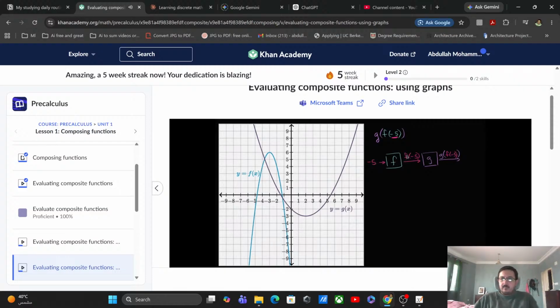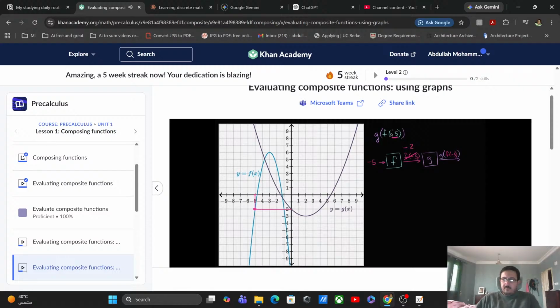What is f of negative 5? Well, we just have to see when x is equal to negative 5, the function is right over here. Let me see if I can draw a straight line. So when x is equal to negative 5, the function is right over here. It looks like f of negative 5 is equal to negative 2. You see that right over there. So f of negative 5 is negative 2.